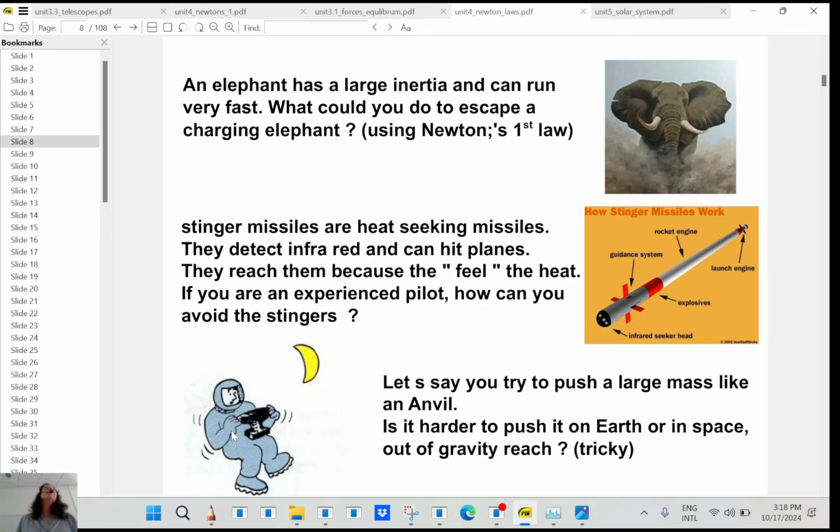Now, pop quiz question, a typical tricky question. If you go to the moon, is the weight the same? No. But is the mass the same? Yes. So inertia will be the same. If you have something like an anvil, very heavy, it's going to be as hard to push it on the moon as it is on Earth. It's going to be easier to lift on the moon because gravity is less. But when it comes to pushing on the ground, it's going to be as hard, because on the moon it has the same mass.